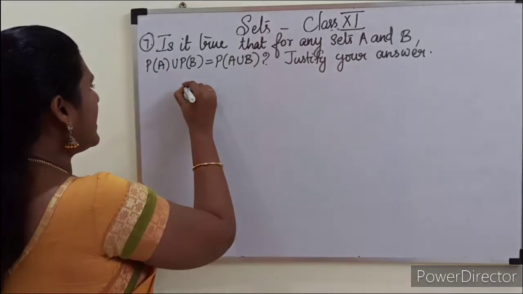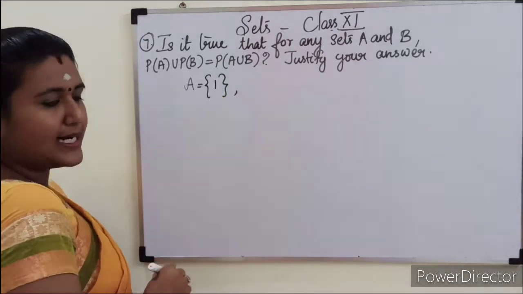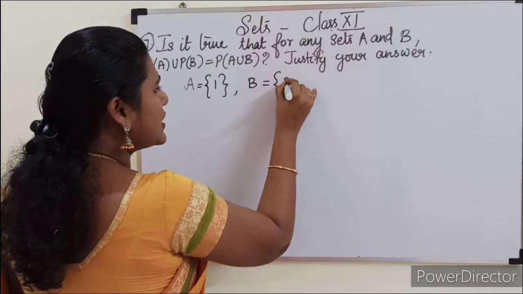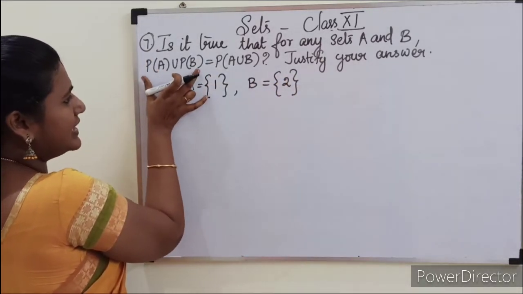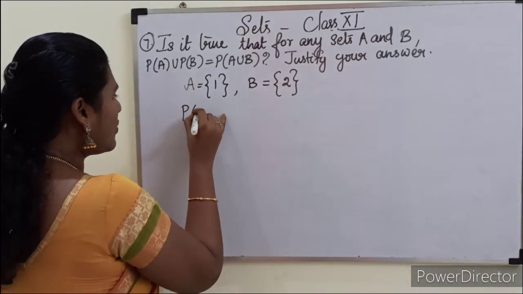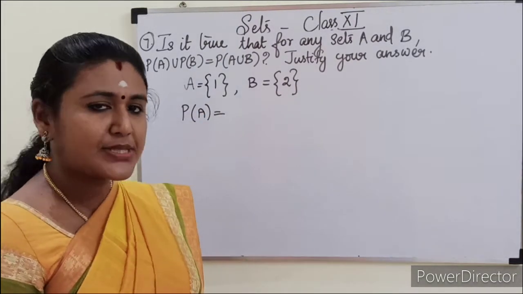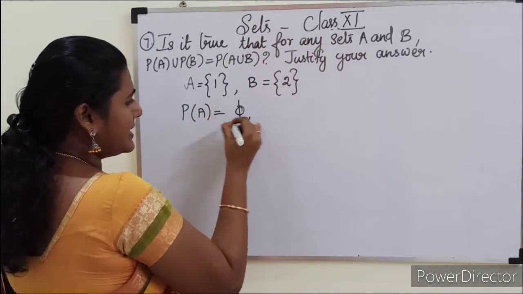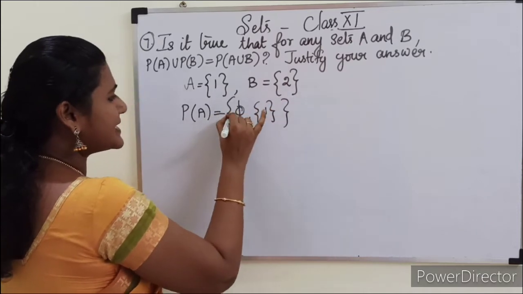So we will take some example here. Let us consider A is equal to the set {1} and B is equal to the set {2}. Now we are going to simplify the left side expression and the right side expression. So first we will calculate P of A. So P of A is the collection of all the subsets of A. So what are the subsets of set A? The null set will be a subset and the given set. So only these two will be the subsets of A.